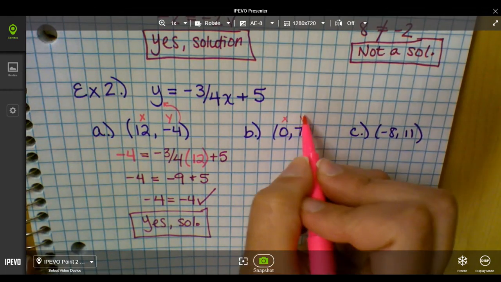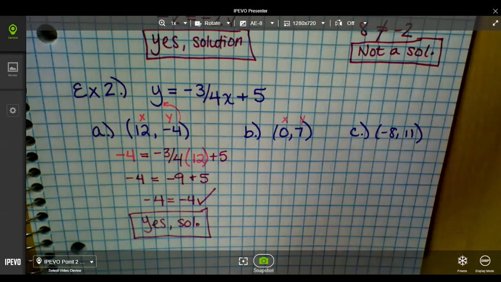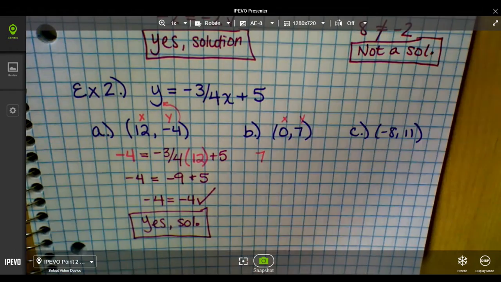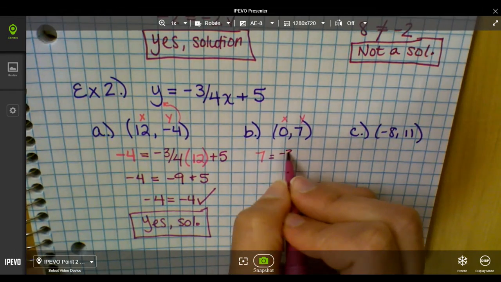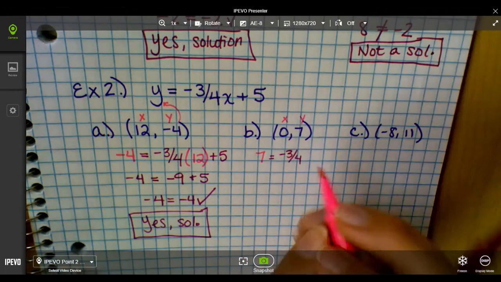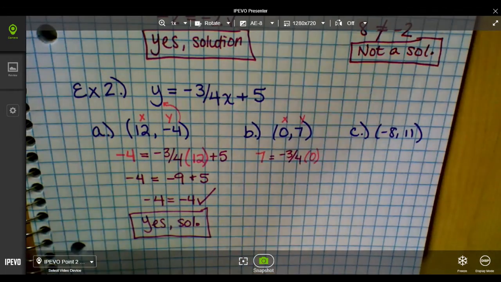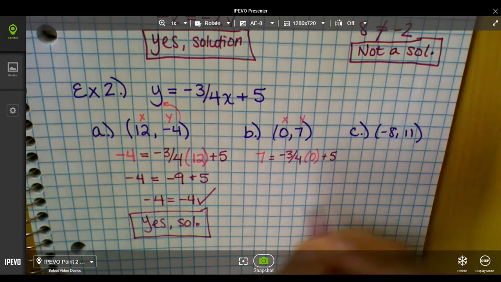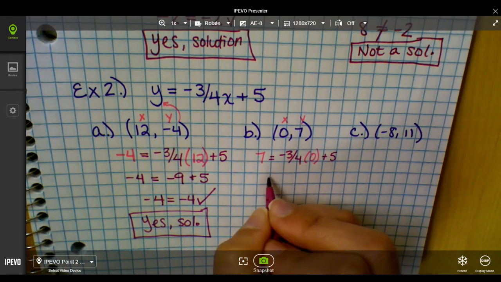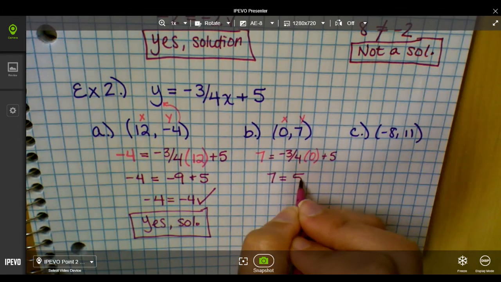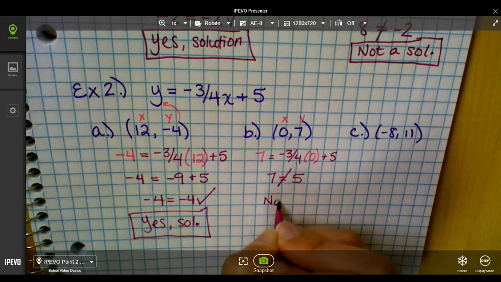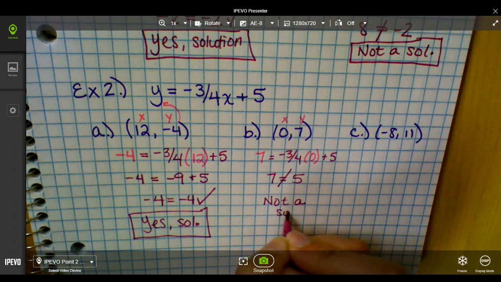Same thing over here. This is x, this is y. So I want to make sure that 7 equals -3/4 times 0. And that's really nice, because now I don't even have to worry about that fraction, because I just know 3/4 times 0 is a whole lot of nothing. So I have 7 equals 5. Not true. Not a solution.